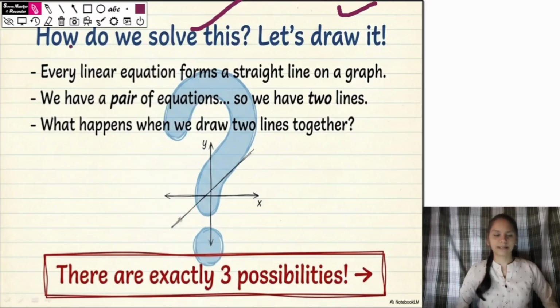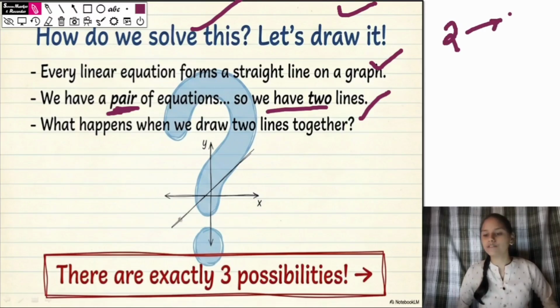Not understand? Let me tell you. Every linear equation forms a straight line on the graph. I have told you just now. We have a pair of equations, so we have two lines. Why do we have a pair of equations? Pair always means two. We have two equations, so we have two lines. Always remember this: whenever you have two equations, you will always have two lines.